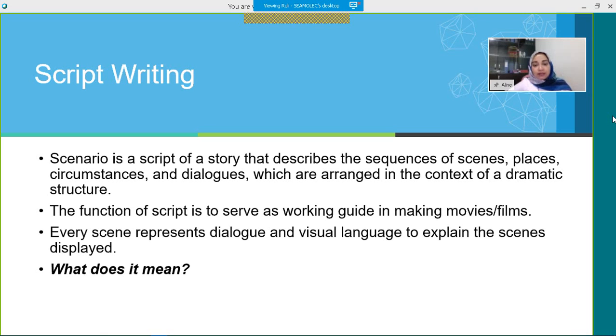And then every scene should represent the dialogue and visual language to explain the scene's display. What does it mean? It means that a script is a story format which is very limited by ability to visualize and also limited by time for characters to do dialogue on the screen. So basically, you will need to write a script to guide you in making your news report later on. You will have to master how to create good script writing. Next, please.